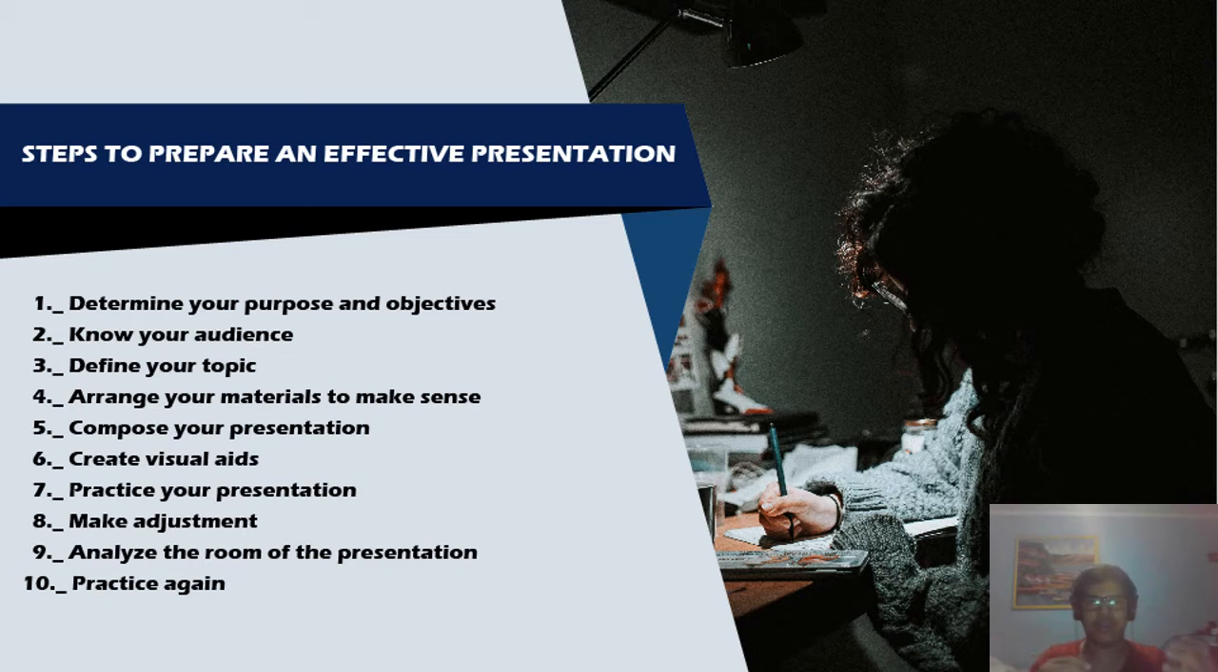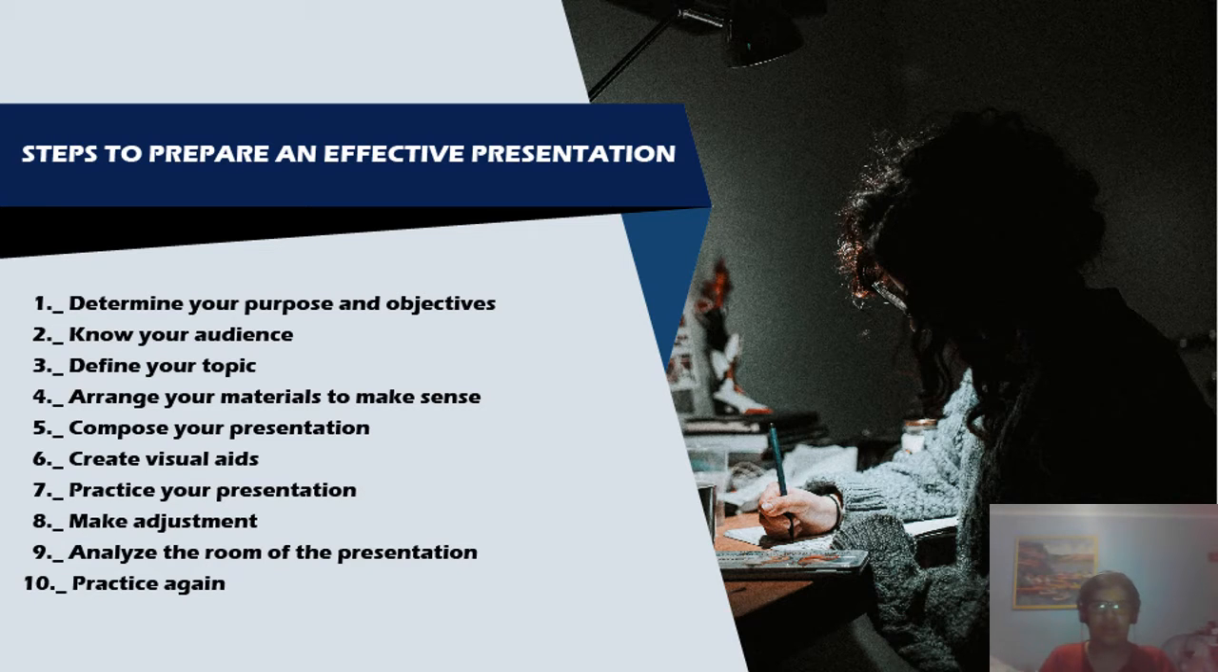If you don't like your presentation so much, or you don't like how you are explaining that, you can change it, so in the final presentation you do something better in your point of view. The number 9, analyze the room of the presentation. You have to check where you are going to present, so you can do what you want.